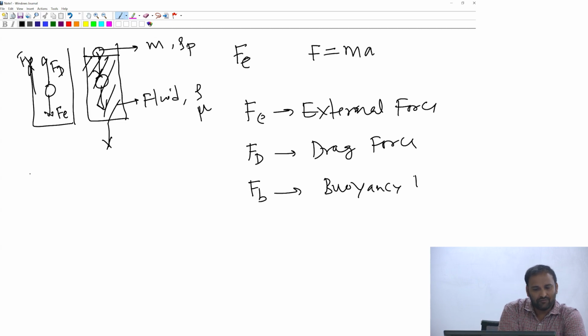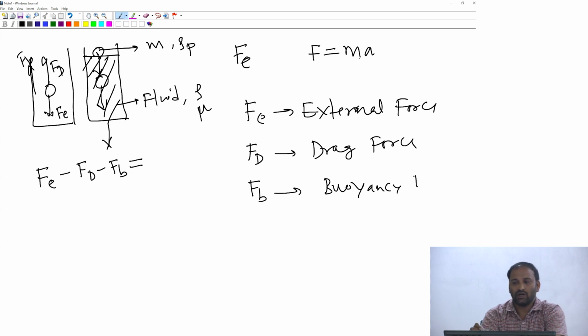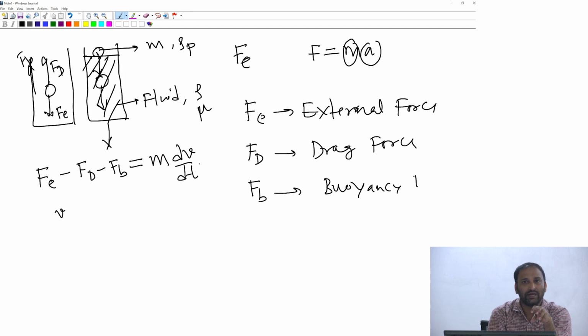So my force balance basically becomes Fe minus Fd minus F buoyancy, and that is mass times acceleration. If you have a particle in the fluid moving with a velocity v, your acceleration is dv by dt.